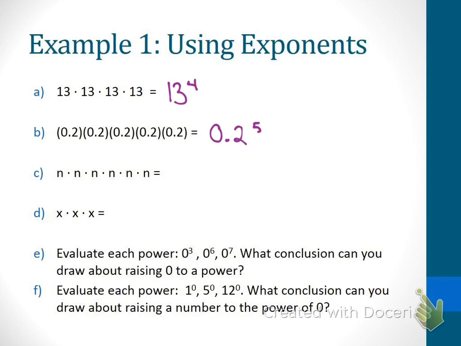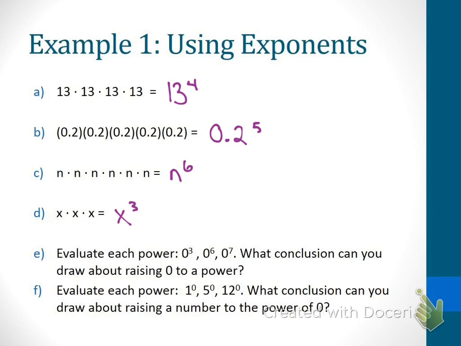The same thing would go with variables. How many times is n being multiplied by itself? Do I have a value for n? No. So that's it, just n to the sixth power, because I don't know what n equals. And then what about x? X to the third power. Now there are a couple of general rules that I want you to know.